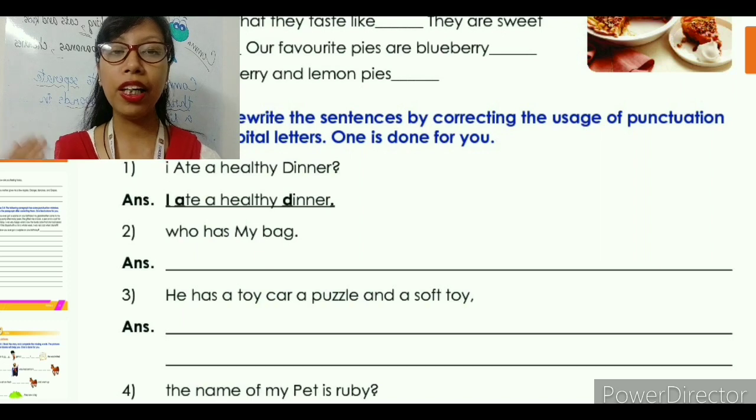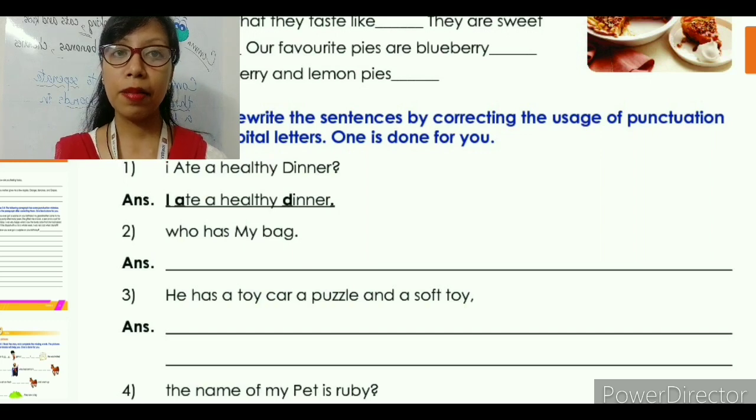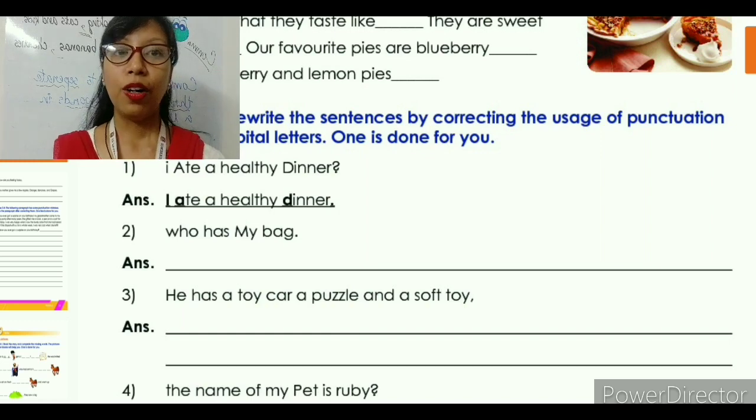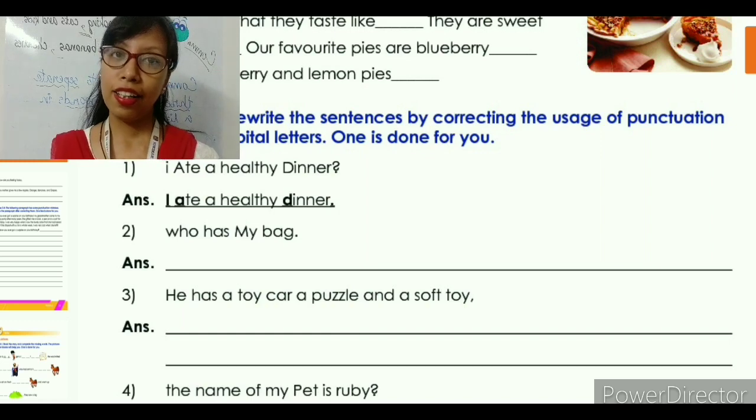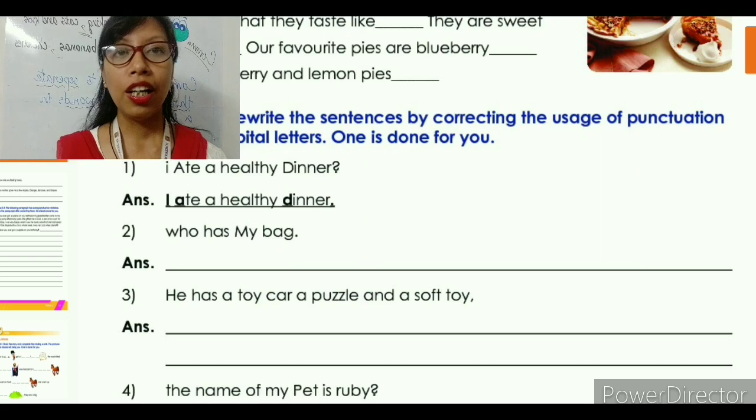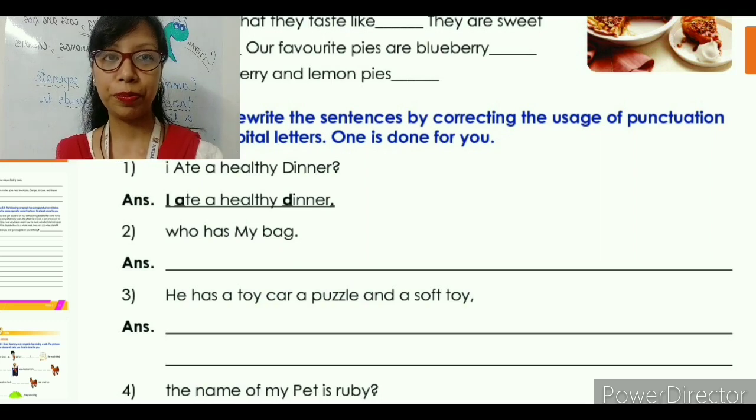So W will be capital. Therefore, who, from "who", W will be capital, has, then my, M is capital there, right? Instead of capital, the M will become small. Who has my bag? Then instead of the full stop, we will be using the question mark. So I have discussed number 2. So the other exercises, you are going to do on your own.